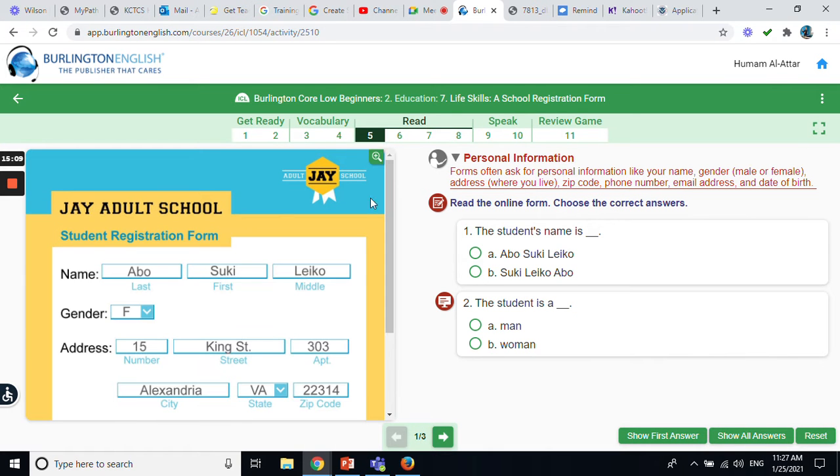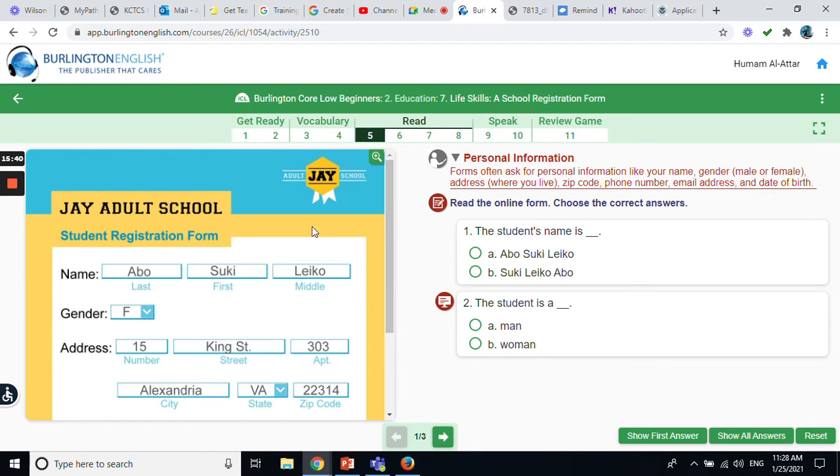Now look at this. Let's talk about personal information. Forms often ask for personal information like your name, gender, male or female, address, that means where do you live, zip code, phone number, email address, if you have one, and date of birth.